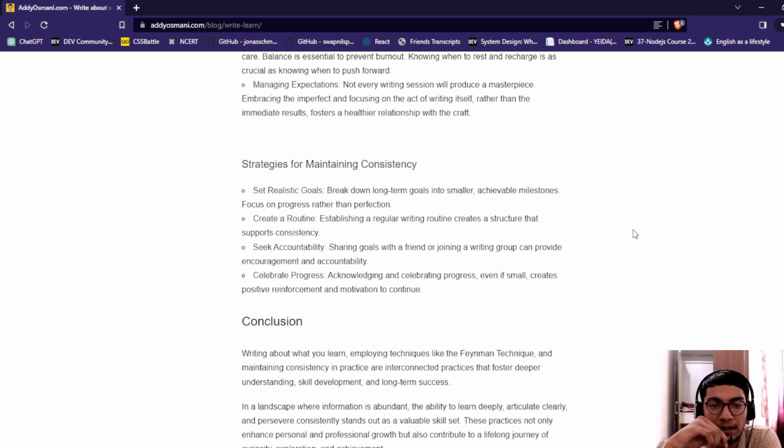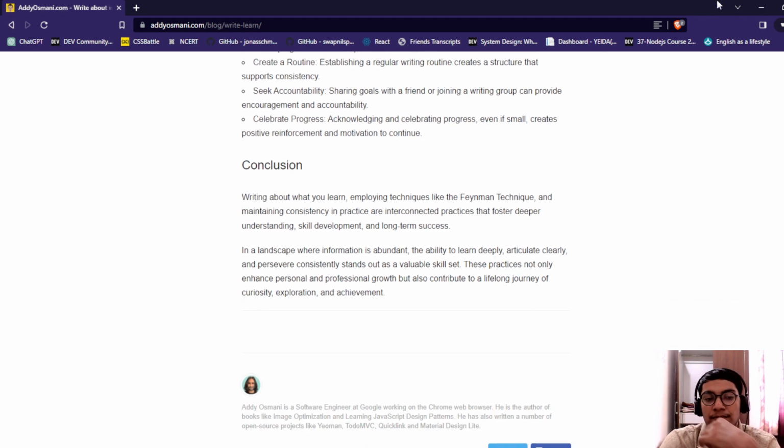Seek accountability. Sharing goals with a friend or joining a writing group can provide encouragement and accountability. Celebrate progress, acknowledging it even if it's small. This creates positive reinforcement and motivation to continue.